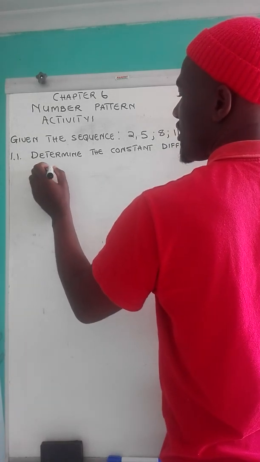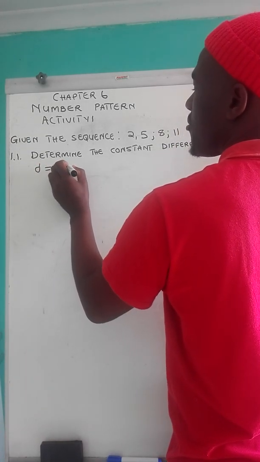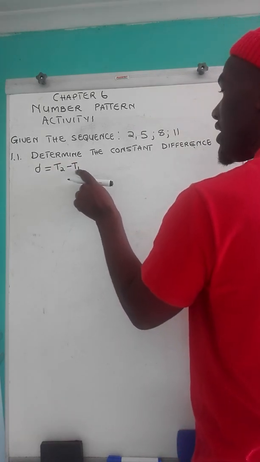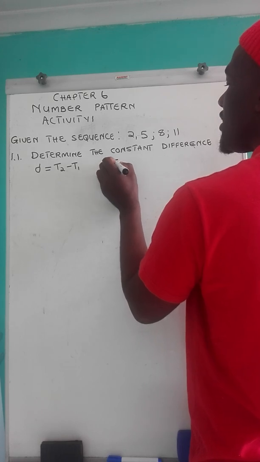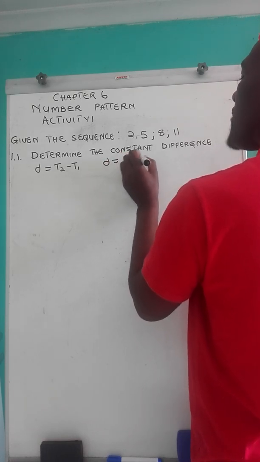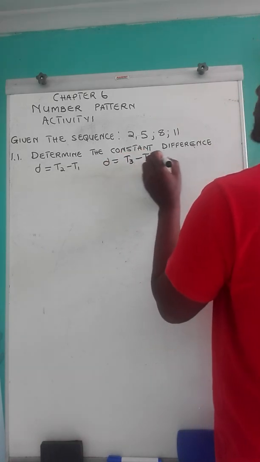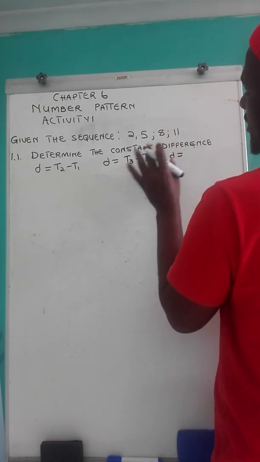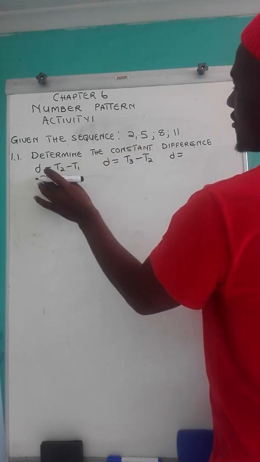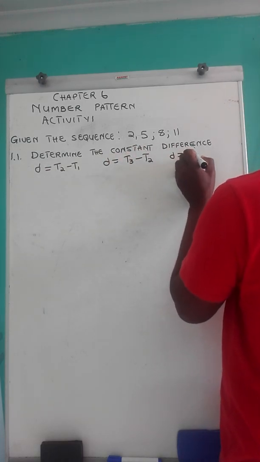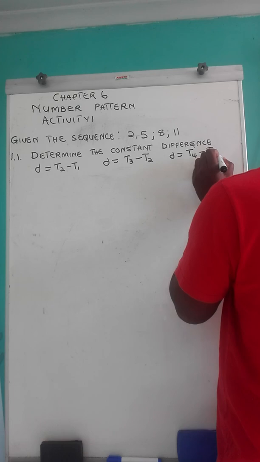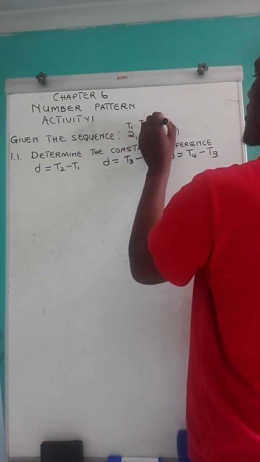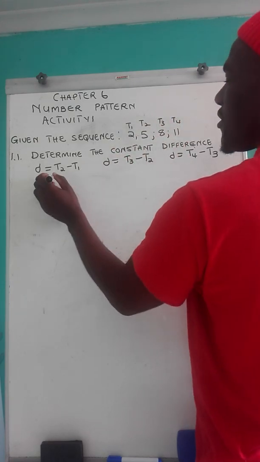Constant difference D is T2 minus T1, which is the previous term. D is T3 minus the previous term, which is term 2. D is the symbol for constant difference. D is equal to T4 minus the previous term, which is T3. This is T1, T2, T3, T4.